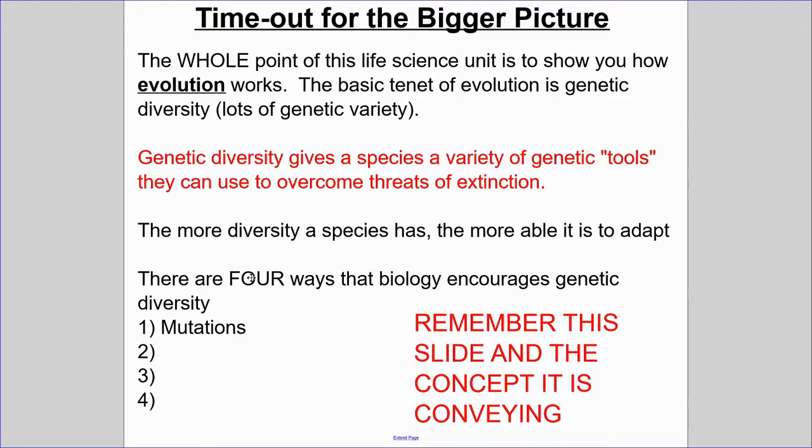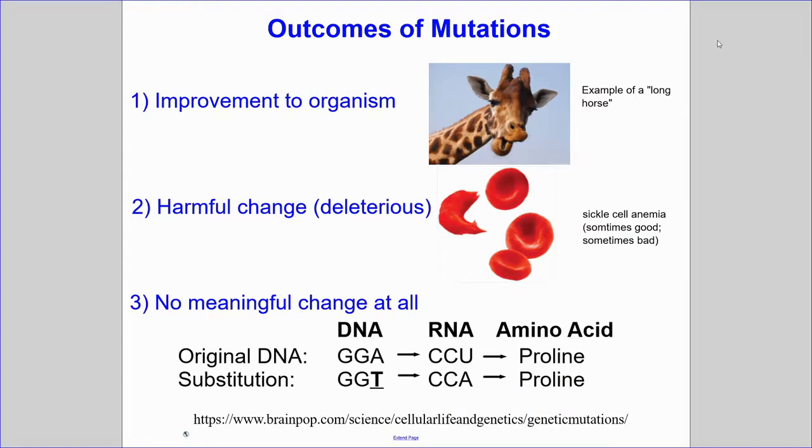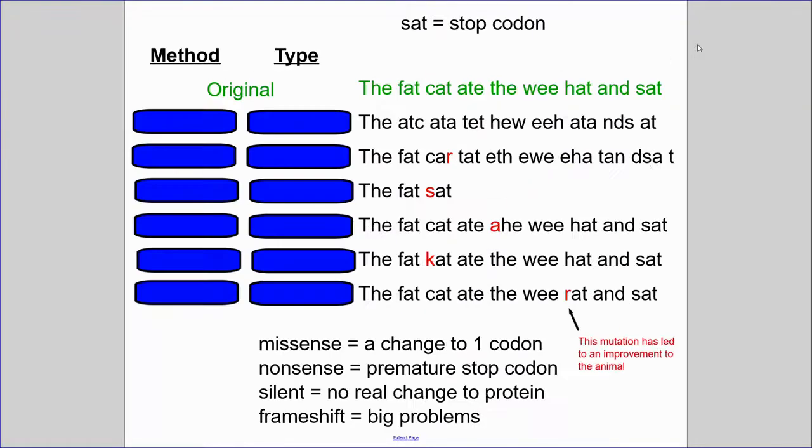There are 4 ways that biology encourages genetic diversity. The first one we're going to learn about is mutations. So remember this slide, it's a major concept in the life science unit. We're going to learn about the other 3 in the upcoming chapters. Alright, so lastly, if you have a mutation, there's a couple things that could happen. You could have an improvement to the organism as we saw in our sentence right here. So in our substitution and missense mutation, we have an improvement to the actual function of the sentence.